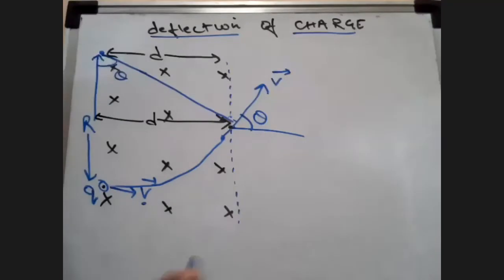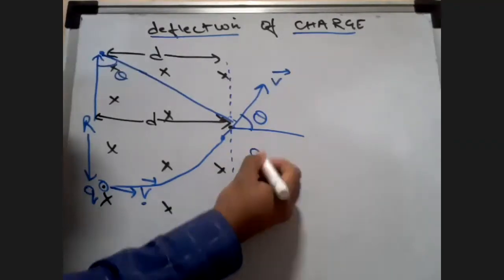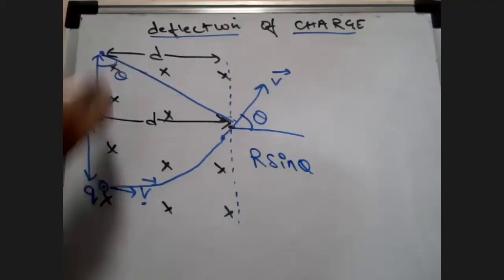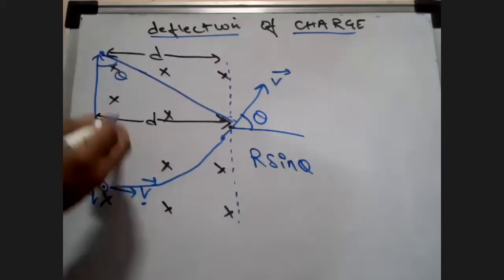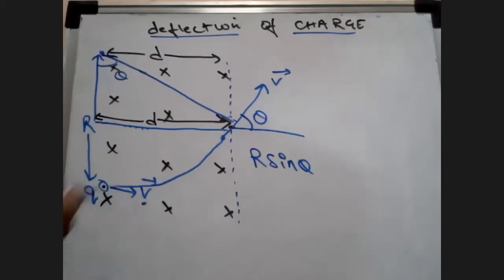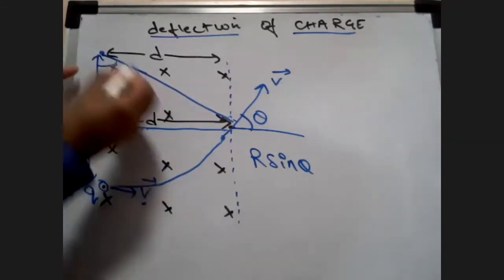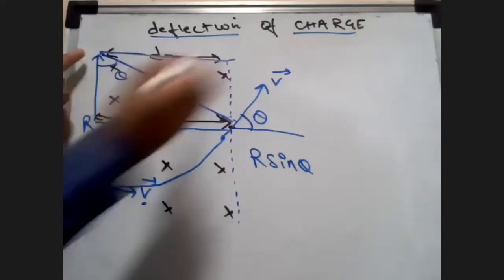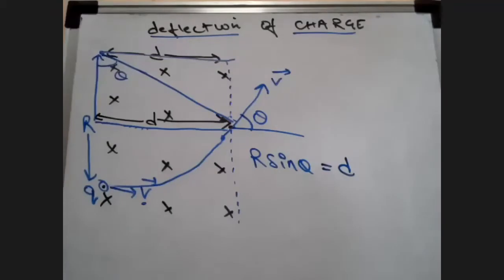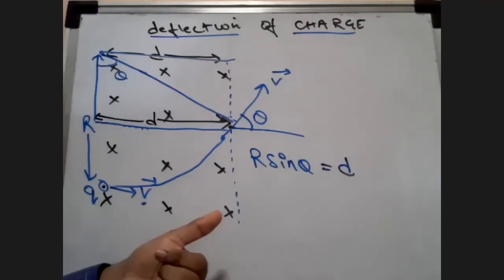So what will be my r over here? It will be r sine theta, because I am not interested in this. I am interested in the distance here. You will tell me, sir, this is r cos theta. Yes, of course, that is r cos theta, but what is this? This is r sine theta, and it is equal to the width d. Is this clear, everyone, students?